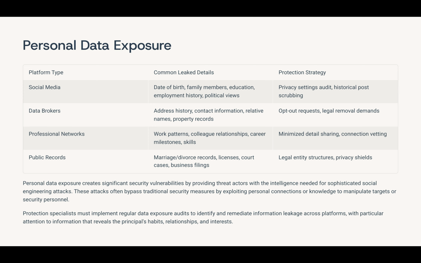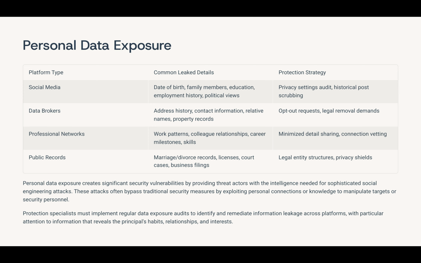For professional networks, limiting the granularity of shared work history and connections can dramatically reduce exposure. It's important to vet new connections carefully and avoid publicly listing sensitive milestones or skills that can narrow down security questions or timelines. Lastly, public records such as marriage licenses, court filings, or business registrations can inadvertently reveal personal details. Utilizing legal entity structures or privacy shields can help keep this data out of easy reach from adversaries.